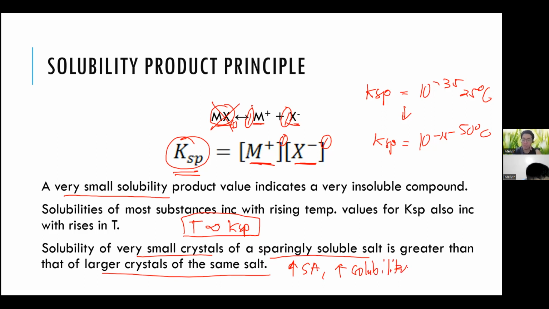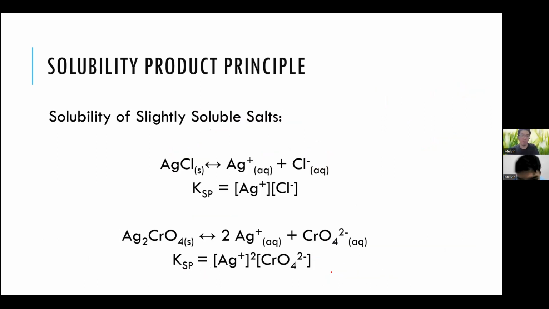So, kaya regardless kung insoluble siya, kung sobrang fine nung mismong salt mo, it will still produce more ions, no? Because water can easily interact with your finely ground na particles. So, examples of your solubility of slightly soluble salt, let's say silver chloride. So, silver chloride, Ag plus Cl minus. So, the Ksp is this one.